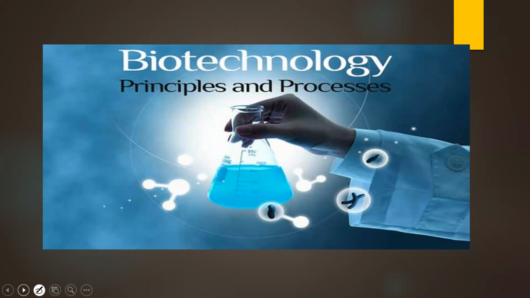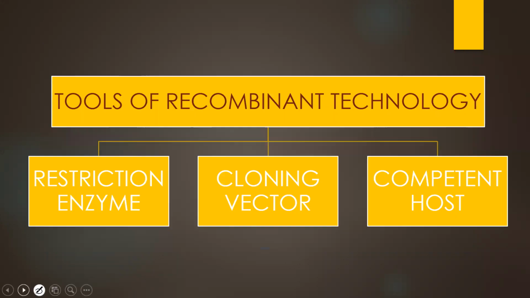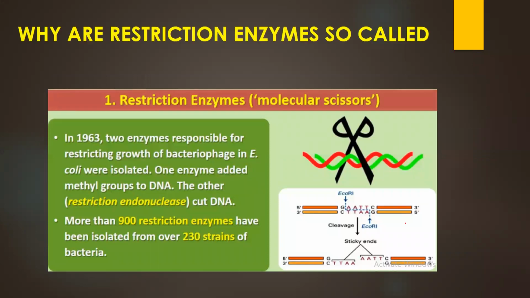In the previous video, we had studied the general terms of biotechnology, as well as the basic principles and the steps taken in biotechnology. Now, taking it further, let us first study the tools of recombinant technology. There are three tools. One is restriction enzyme, the second is cloning vector, and the third is competent host. So in this video, I'll be talking about restriction enzyme, the very first tool of recombinant technology.